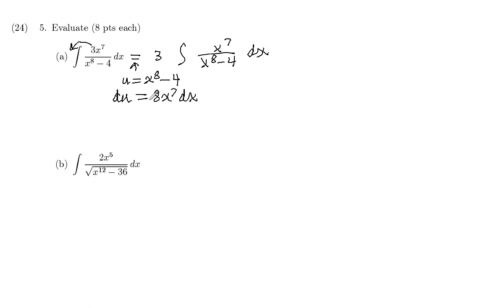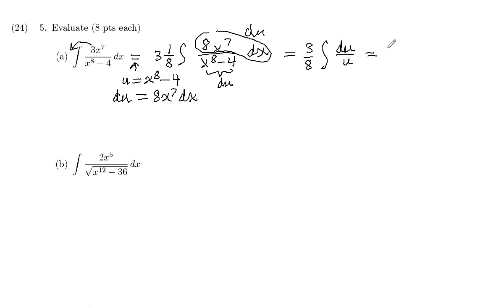Now we want to have 8x to the 7th, so let's multiply by 8, and then we'll divide by 8 on the outside to compensate. That maintains equality. And now we've got our du here, and our u on the bottom. So with a little bit of algebra, that is 3/8, and now we're integrating du over u, or 1 over u du.